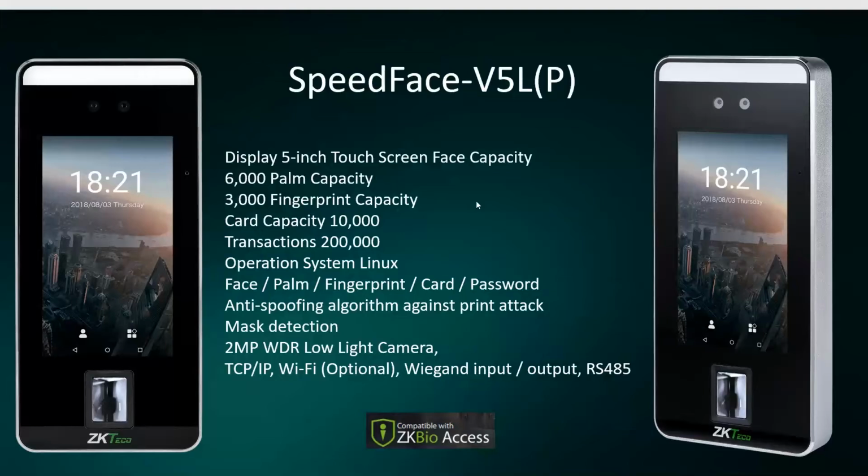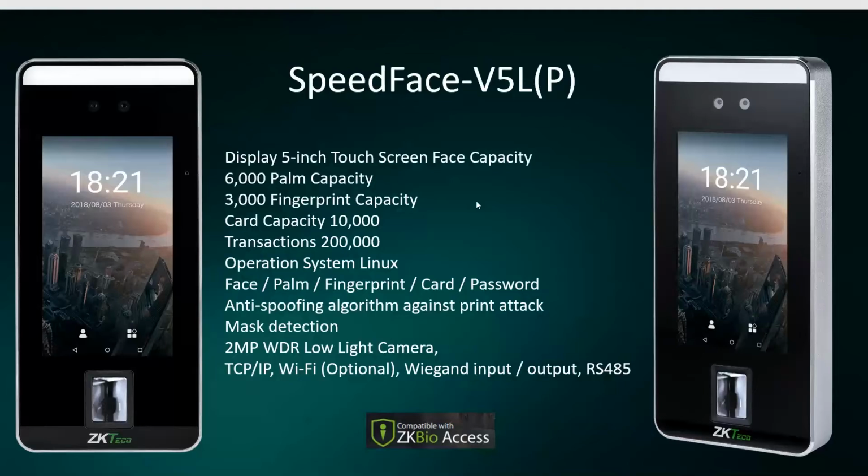So that's very cool. That gives the client peace of mind that nobody can just come in and really open the door. The person has to be there. It does support mask detection, as I mentioned before. You don't have to take off your mask in order for it to detect. And it supports a 2-megapixel WDR wide dynamic range, low light camera. So it's a very, very good camera built into the system.